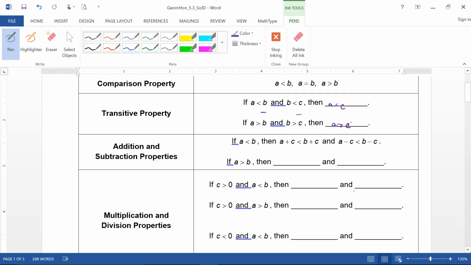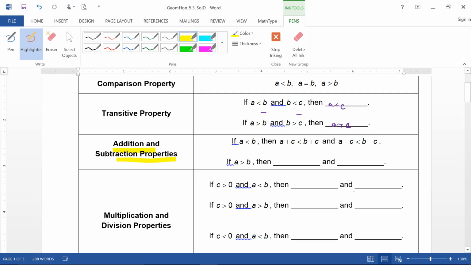Okay? Now, we also have addition and subtraction properties for comparisons, for inequalities. You remember what the addition property of equality said? How did we apply it? It's when you add the same thing to both sides of an equation. Or if you subtract or multiply or divide the same number to both sides of an equation. Well, now we're going to do it using inequalities, okay?